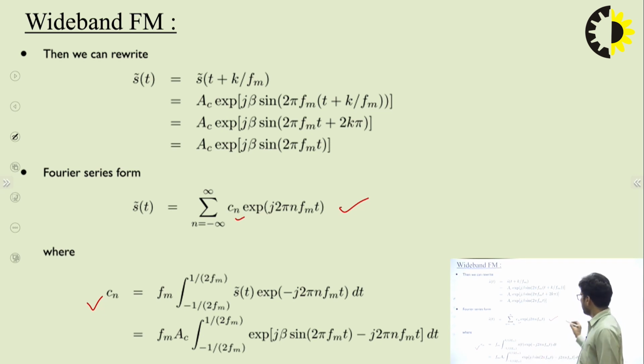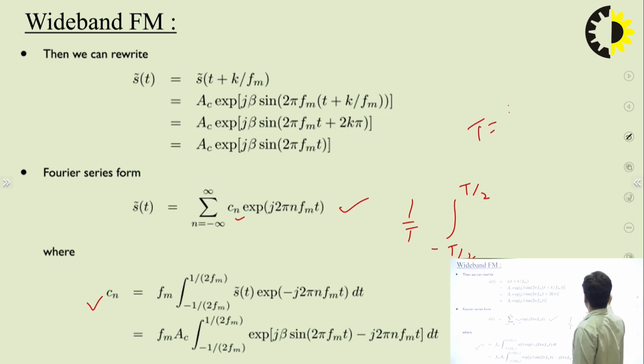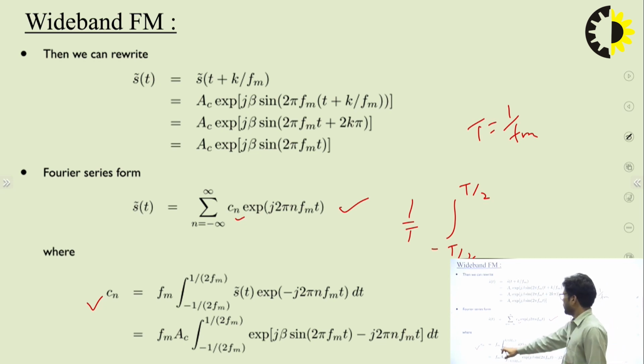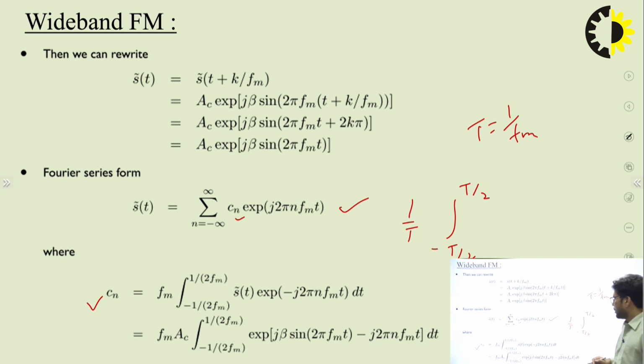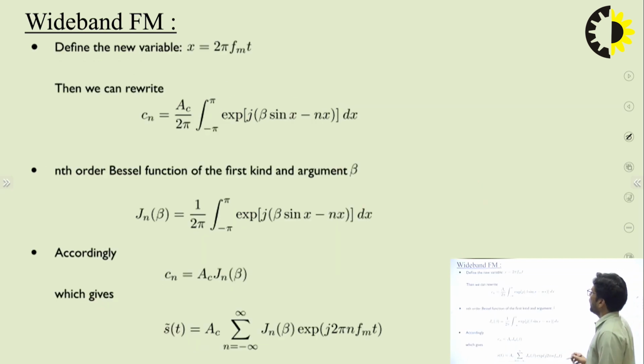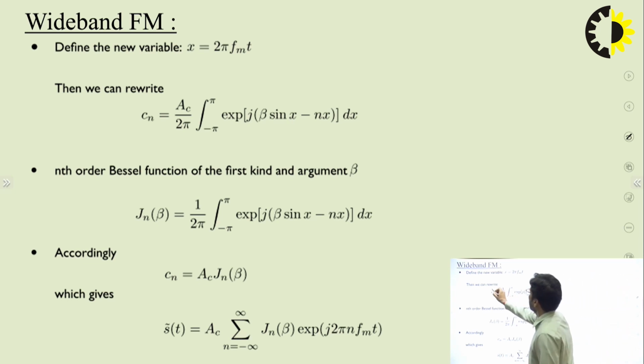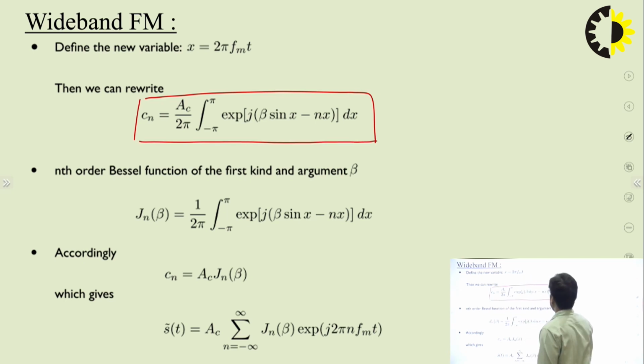We have the integration from minus T by 2 to T by 2, right, of 1 by T. So T is equal to 1 by Fm here, so we can replace this T from this one, and we have this equation here. Now, by solving this equation, we have this form of Cn, right?